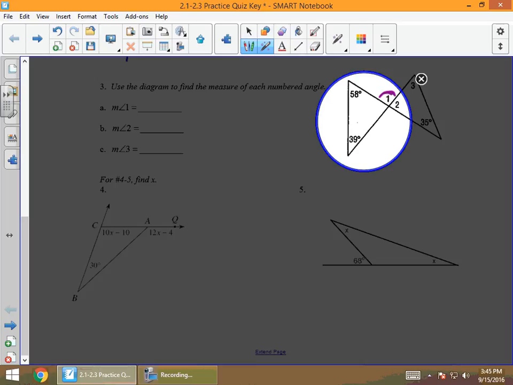The one right next to it, it's not labeled. It's vertical to 2. It's not labeled. That is right next to it. I could reach out and just touch that TV screen and change the channel. But 58 degrees and 39 degrees, I could not touch.